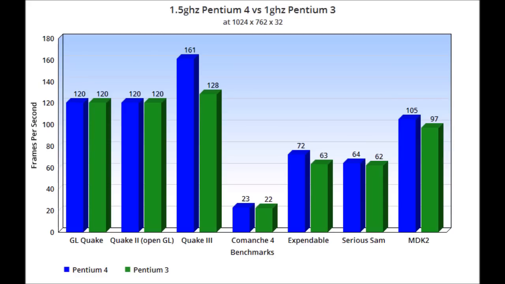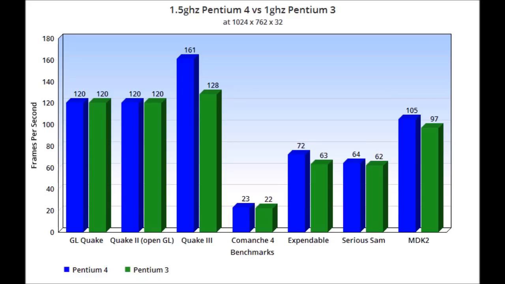So yeah, these tests are completely different from the original tests I did, where the Pentium 3 was basically stomping the Pentium 4. Well, not stomping. Okay, it did have an advantage. It's like it's flipped now, where the Pentium 4 has the slight advantage. So yeah, it's completely different now.